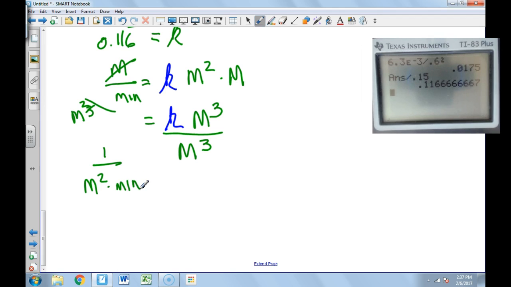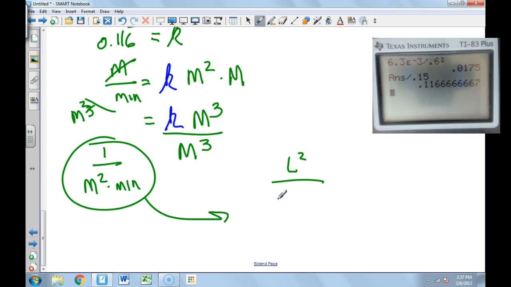Okay. And if you're really fancy, you can do this. Remember, molar is moles per liter, so that could be liters squared over moles squared minute. Okay, so that's how to do long answer question number 1 from the exam. Stay tuned for the rest of the answers to the test.